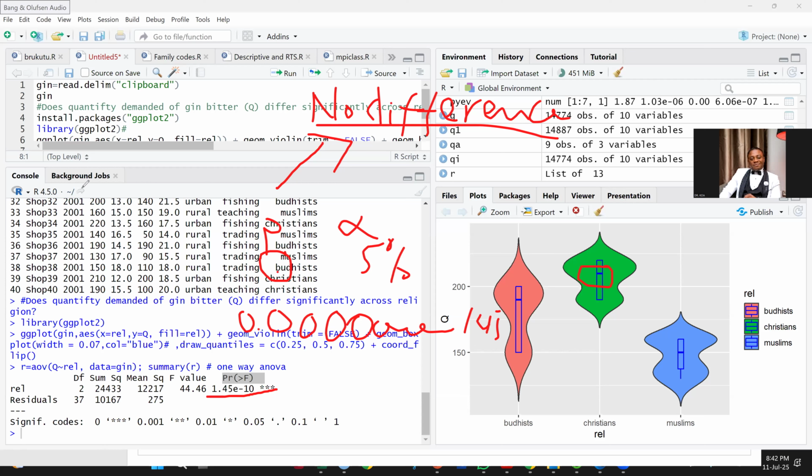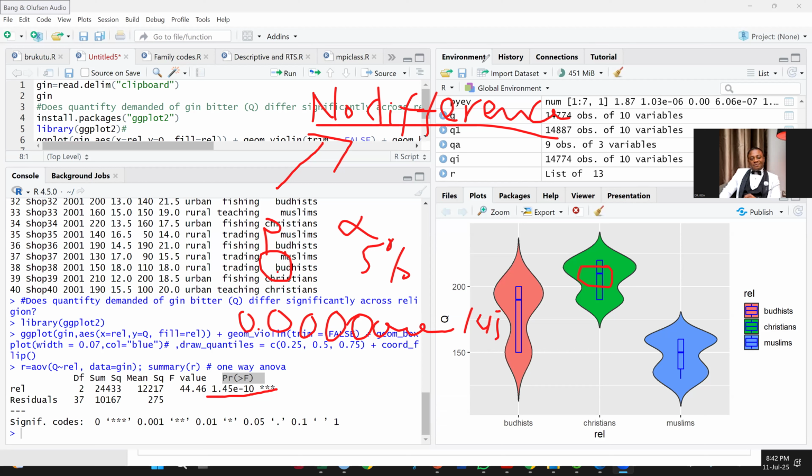So, on the basis of this, we have to conclude: does the type of religion affect quantity demanded? What would you say? Yes, it does. The type of your religion will affect the quantity demanded.